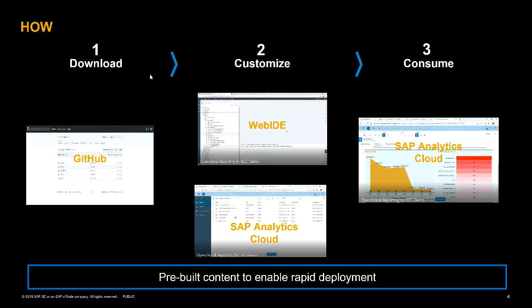Now, how do you do this? What you do is you go to GitHub to download the repositories. Then you can go into Web IDE in SAP HANA to do any customization you need to the data, and also do customization to the reporting in SAP Analytics Cloud. And from there, you can easily share the stories for consumption using SAP Analytics Cloud.